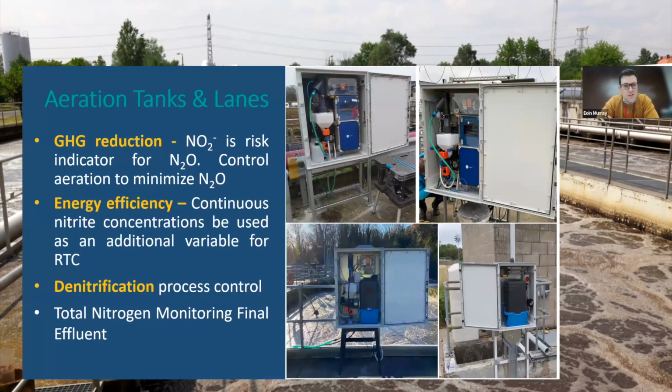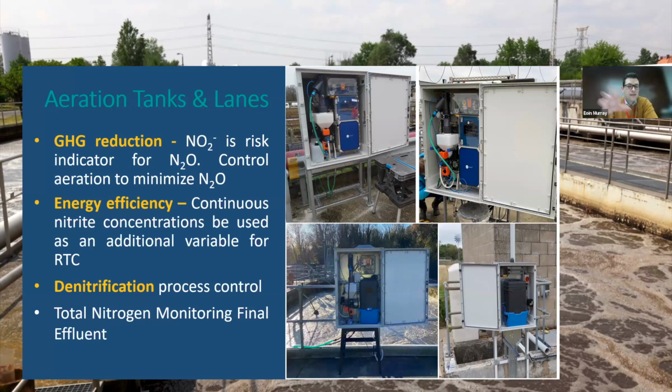In terms of some applications then, and where the systems are being used, just to highlight some examples in terms of where customers are using the real-time data. As nitrite is a risk indicator for nitrous oxide emissions, some customers are using the real-time nitrite and nitrate data from their aeration tank processes to inform the potential for nitrous oxide formation. So it's early doors in terms of establishing that link from a process control perspective, but we do have customers that are very interested.